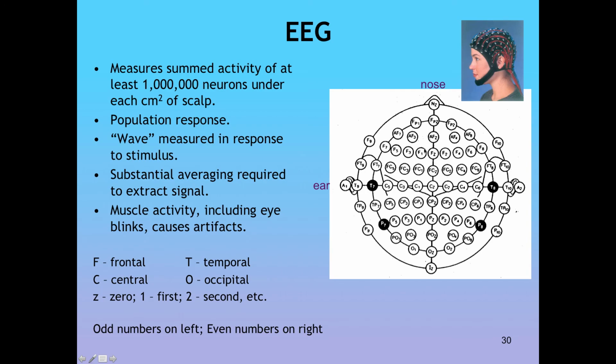F is for frontal, T is for the temporal ones, O is for occipital, C is for central. Odd numbers are on the left side, even numbers are on the right side. So you can get a general orientation of which electrode is located where.